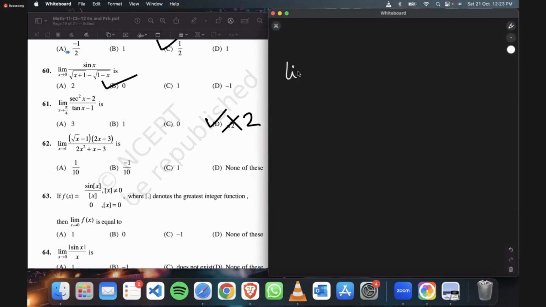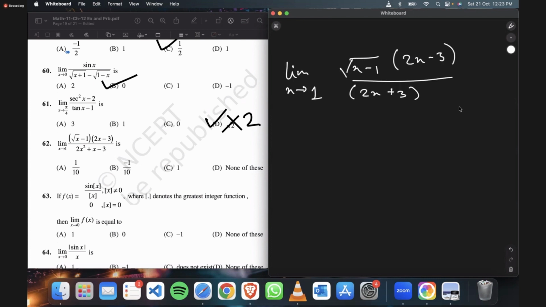So I'll be left with what? Limit x is tending to 1 under root of x minus 1, 2x minus 3. No, I'll be having a 2x plus 3 in denominator, right? Yeah, okay. So from where x minus 1 and under root x. Okay, I'm so sorry. This is what? Under root x minus 1. So this x minus 1, I can write this as, okay.